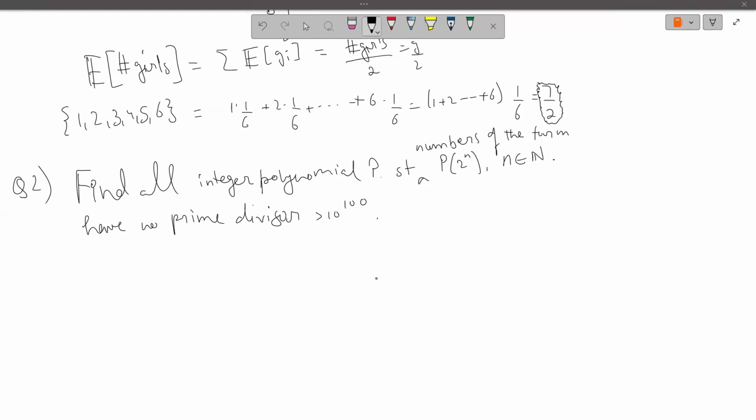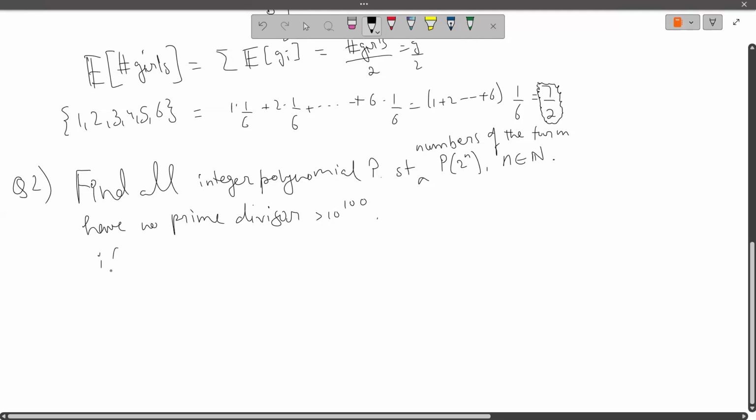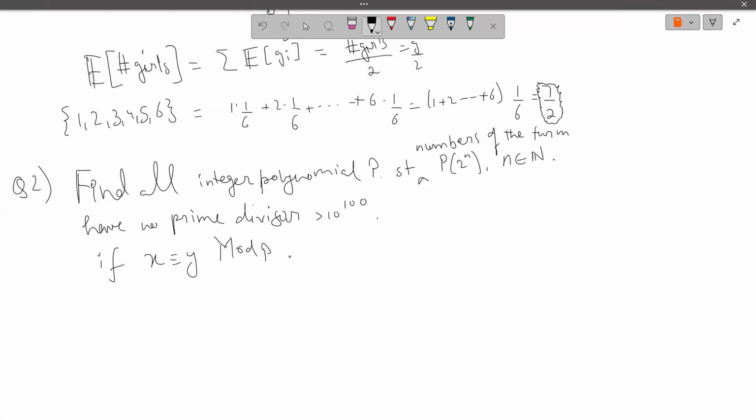Do we need any advanced theory, like some theorem? No, I won't call that advanced, but do you know this thing? If x is congruent to y mod n, then p of x is congruent to p of y mod n. Yeah, factor theorem, I think. Yeah, this is obvious.